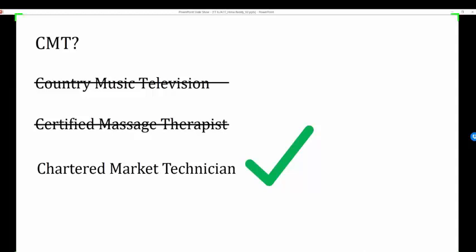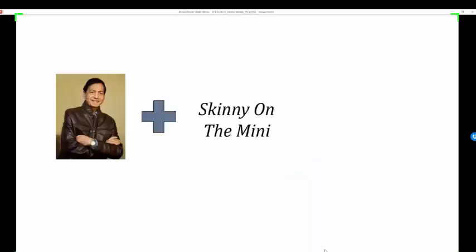So this is the designation that is put out in the Wall Street realm by the Market Technicians Association that kind of stamps you as an official professional technical analyst and kind of opens the doors for the industry. So when I was really busy studying for these exams, there were 3 exams over 3 years, I'd still write the skinny on the mini, and I would forward it to my dad.